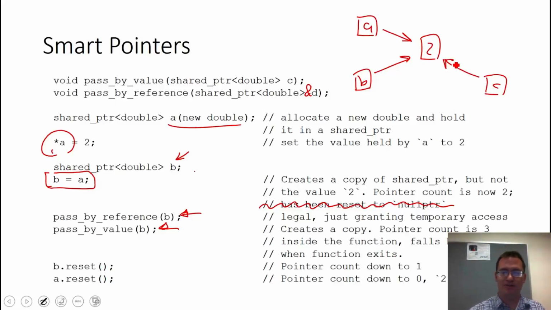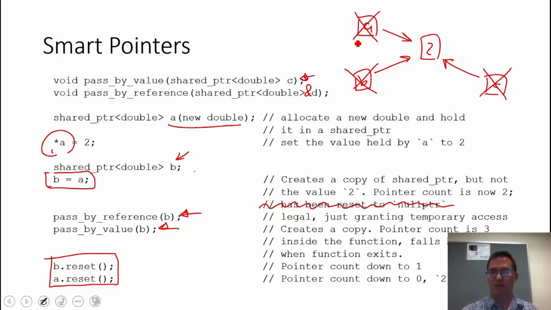So once this function exits, c gets deleted. It no longer exists. But we still have a and b pointing to 2, and so the 2 does not get deleted. And then we can manually erase the shared pointers, at which point the 2 gets taken with the very last one.